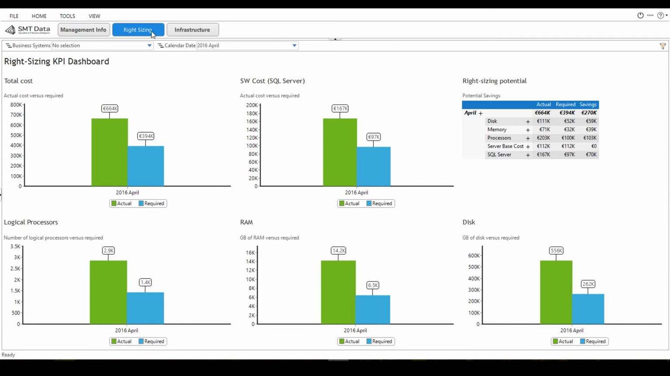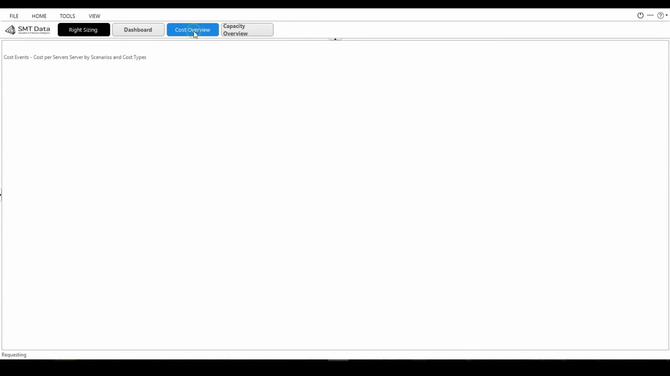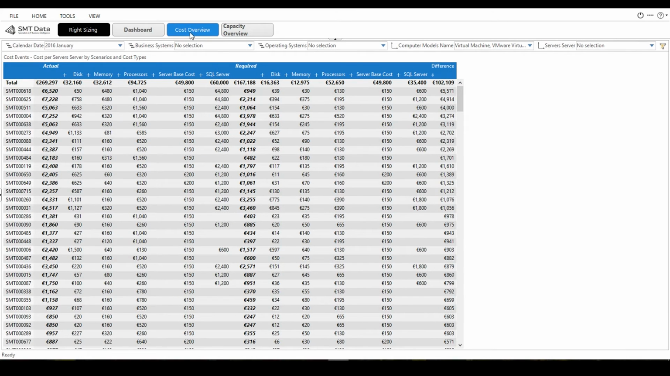So we're going to start with what we call a cost overview. What we see here is a list of all the servers where we've calculated the actual cost of each server based on the configuration. And then we've also calculated what this server would cost if we had right-sized it, that is, reduced the configuration to match the workload that's actually running on this server. Then we have the savings, which is the difference, and we can sort the list to look for the low-hanging fruit, that is, the servers that have the greatest potential savings by right-sizing.